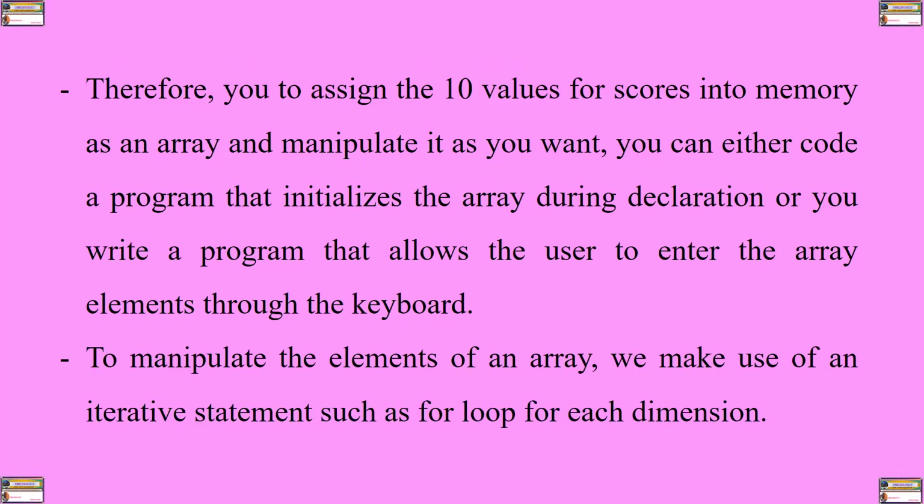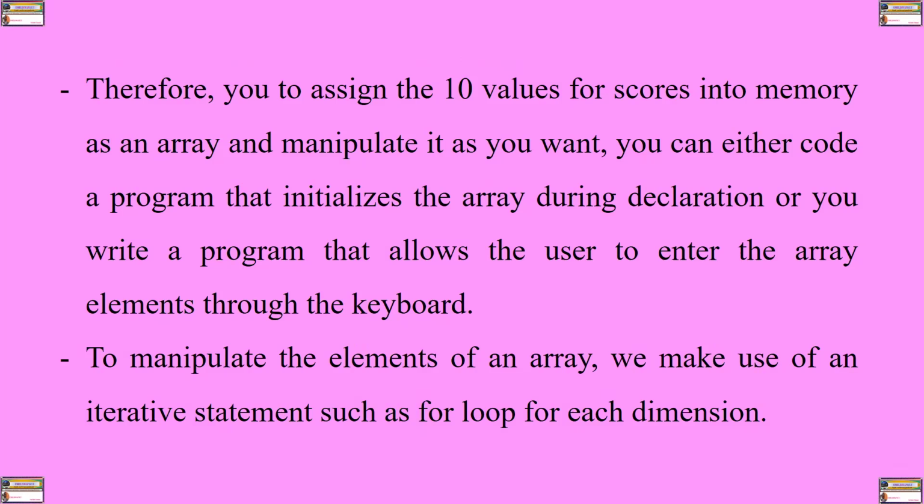To manipulate the elements of an array, we make use of an iterative statement such as for loop for each dimension. In other words, because an array contains a number of elements, if you want to carry out a certain operation among those elements, it means that you have to repeat the process as you handle each element at a time. If, for example, you have 10 elements and you want to compute their sum, it simply means that you have to go to the first element, then go to the second element, and add the first element to the second element.